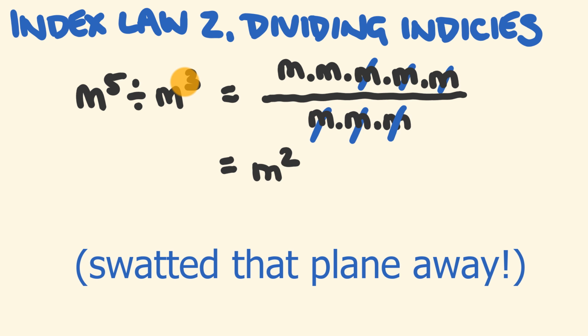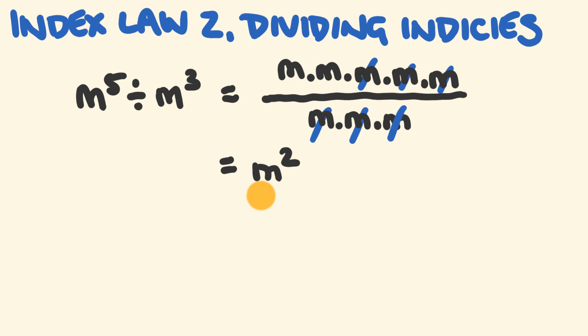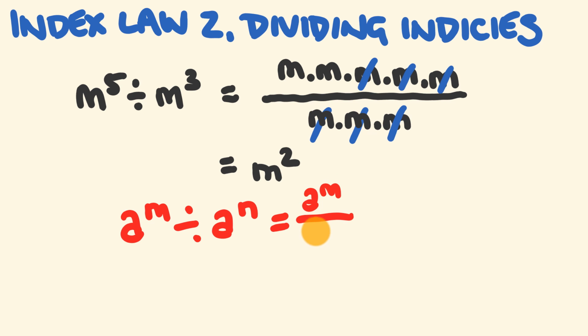So from this we can see the second index law if we are dividing indices. All we really do is we keep that same base there, so m is that same base, and we just subtract one power from the other. In this case, 5 minus 3 is equal to 2. So the way we'd write this out is as follows. Law 2 would be a to the m, and if you divide this by a to the n, this is equal to a to the m over a to the n, which is equal to a to the m minus n.